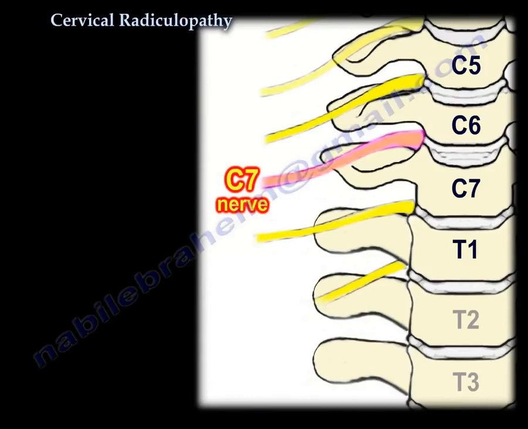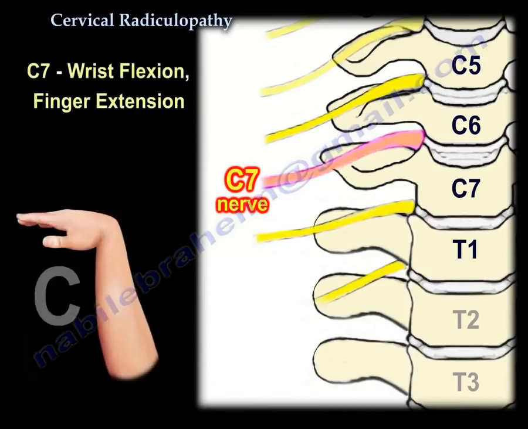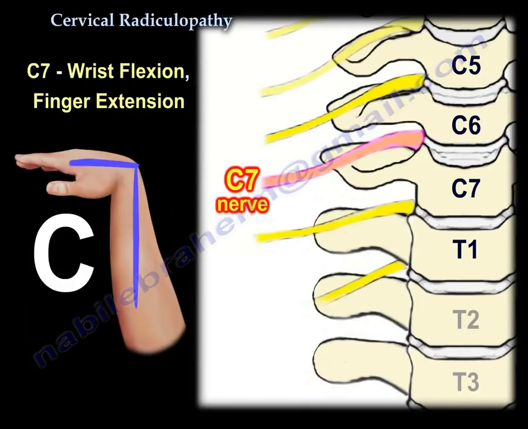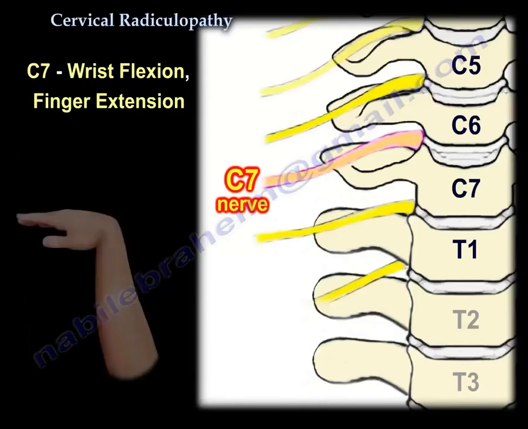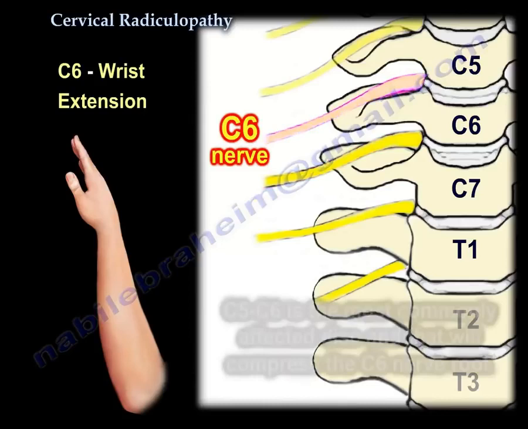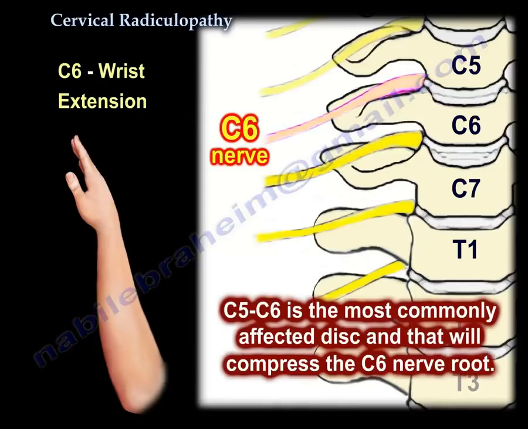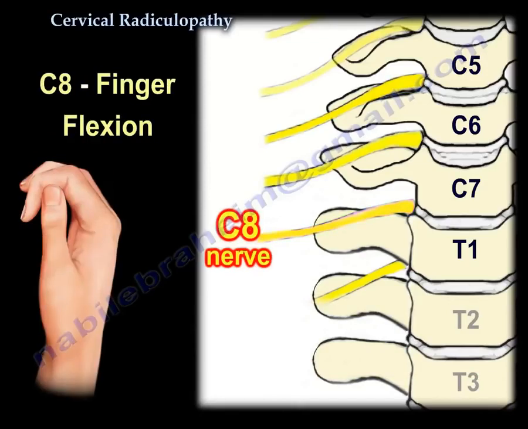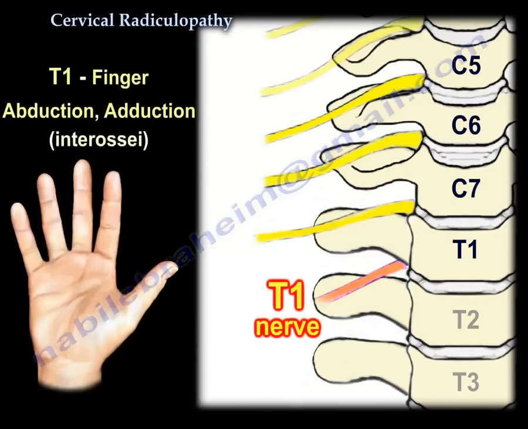So let's start with C7. C7, you'll have the wrist flexion. It looks like C7, and you can see that the wrist is flexed and the finger is extended. It is the shape of 7 that will help you to remember that. If the wrist flexion is C7, then the wrist extension is C6. C5, C6 is the most commonly affected disc, and that will compress C6 nerve root. Finger flexion is C8. Abduction is T1. The interossei is T1.